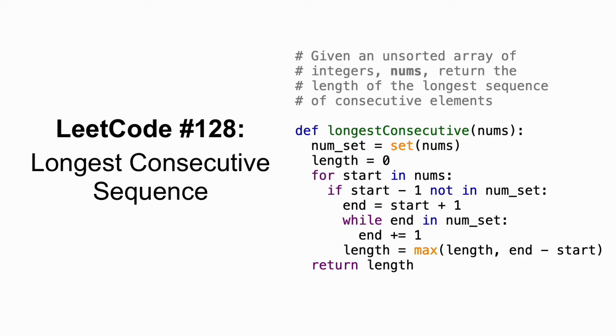Given an unsorted array of integers called nums, we must return the length of the longest sequence of consecutive elements. For example, if this is the array of integers given, then the longest consecutive sequence starts at 1, then goes to 2, then 3, and that's it. That's a total of 3 numbers, so we would return 3.